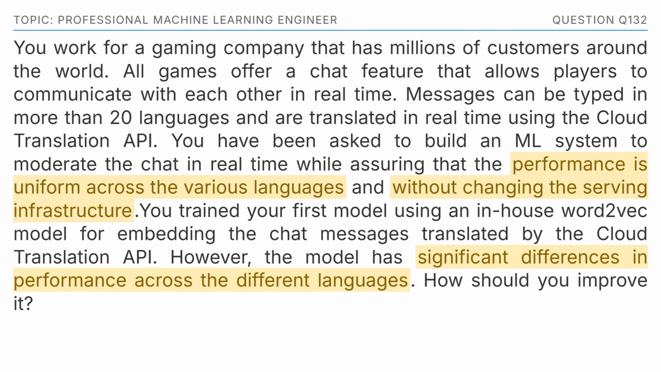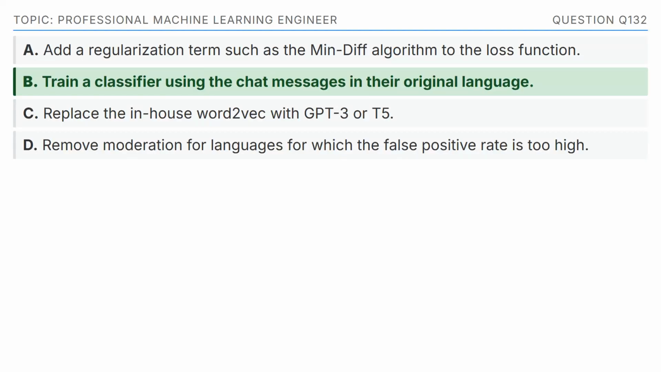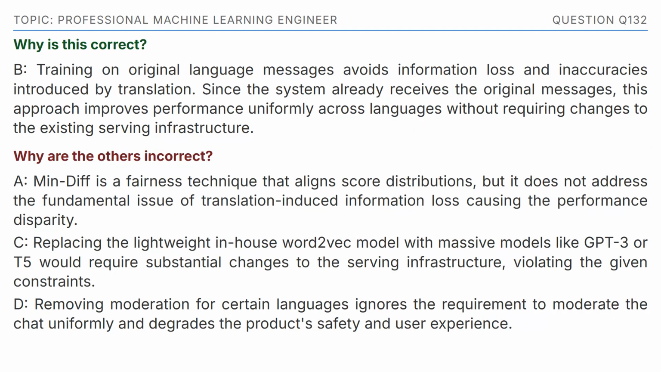To arrive at the correct answer, we focus on the keywords. Performance is uniform across the various languages, without changing the serving infrastructure. Significant differences in performance across the different languages. The correct answer is option B, train a classifier using the chat messages in their original language. Why is this correct? B. Training on original language messages avoids information loss and inaccuracies introduced by translation. Since the system already receives the original messages, this approach improves performance uniformly across languages without requiring changes to the existing serving infrastructure.